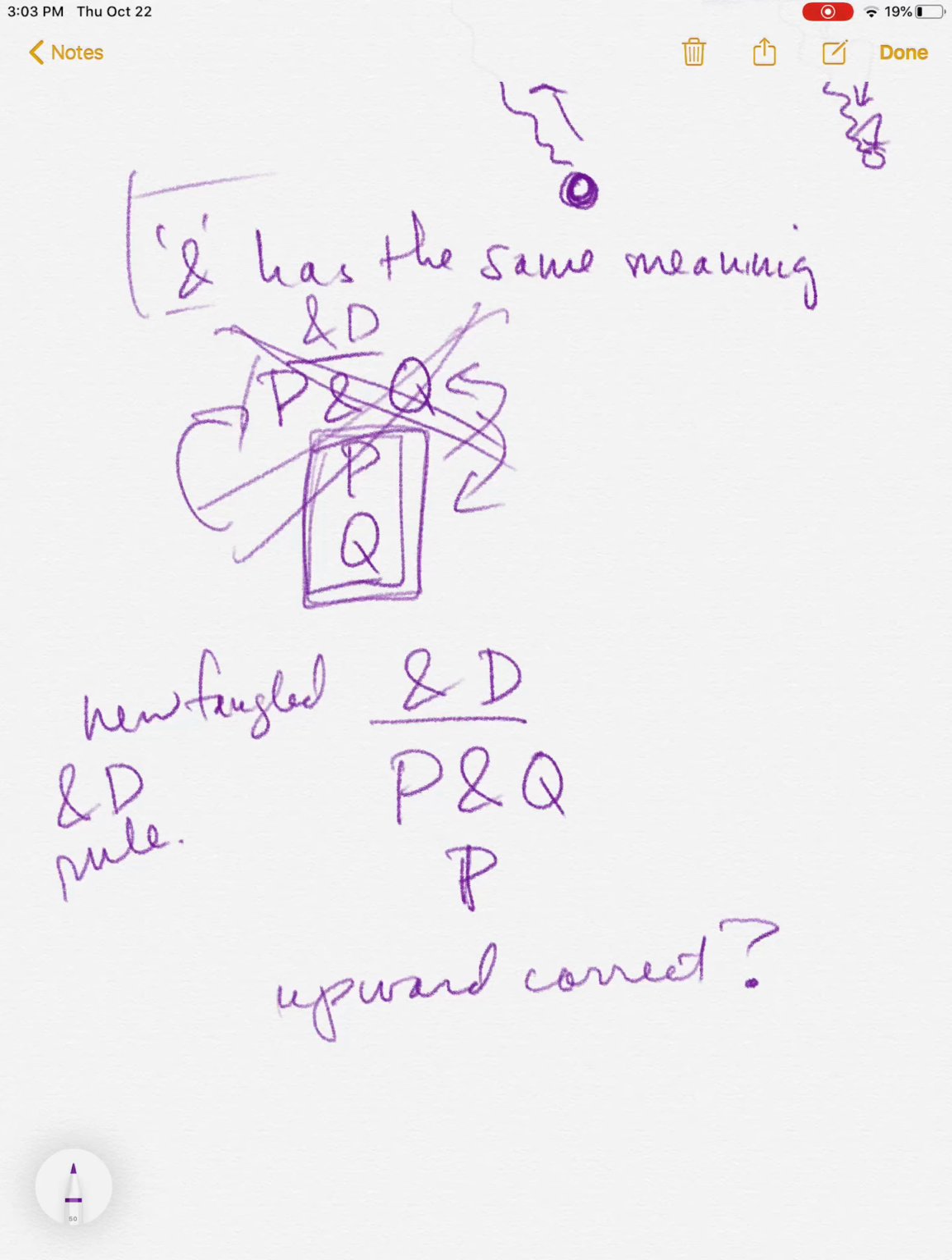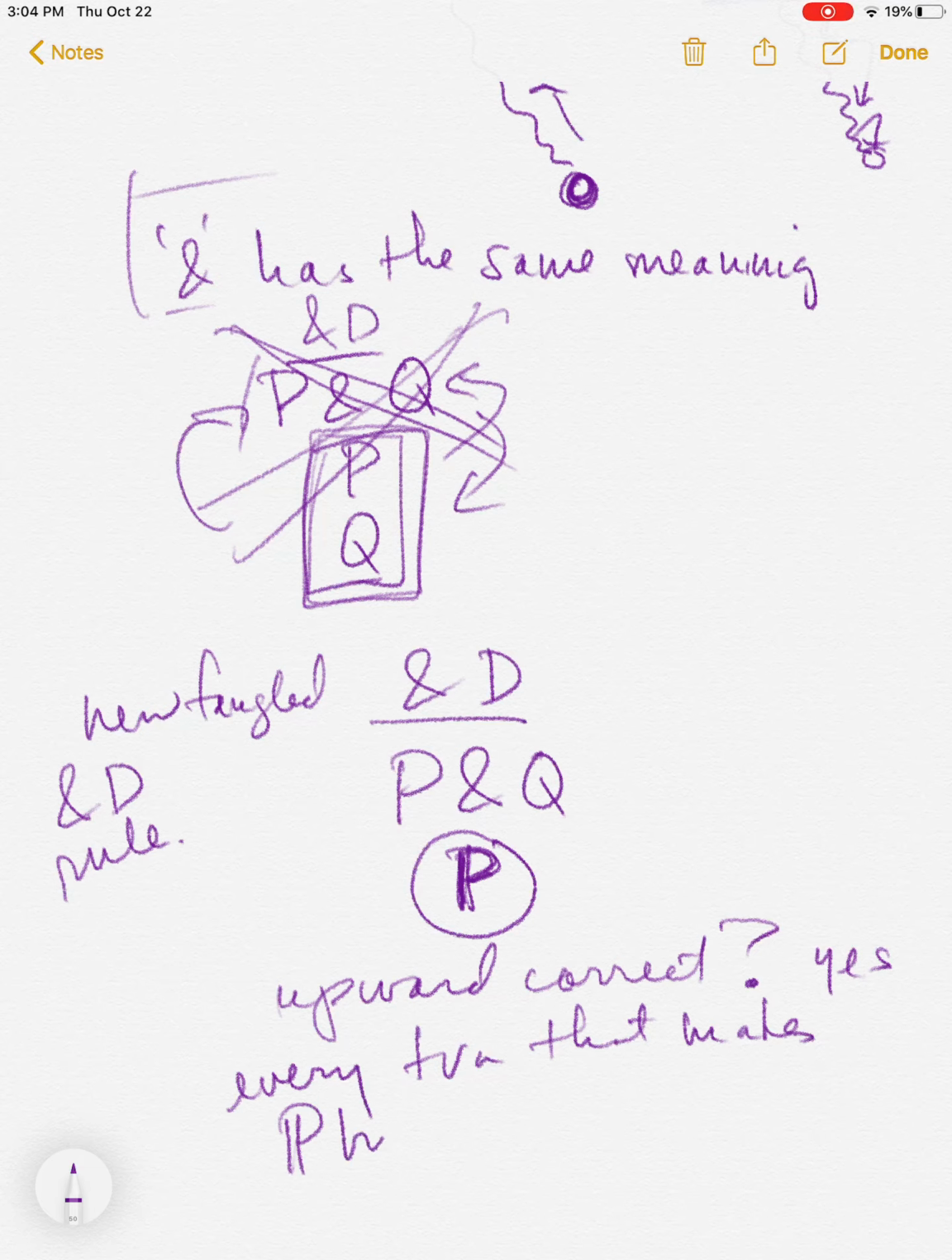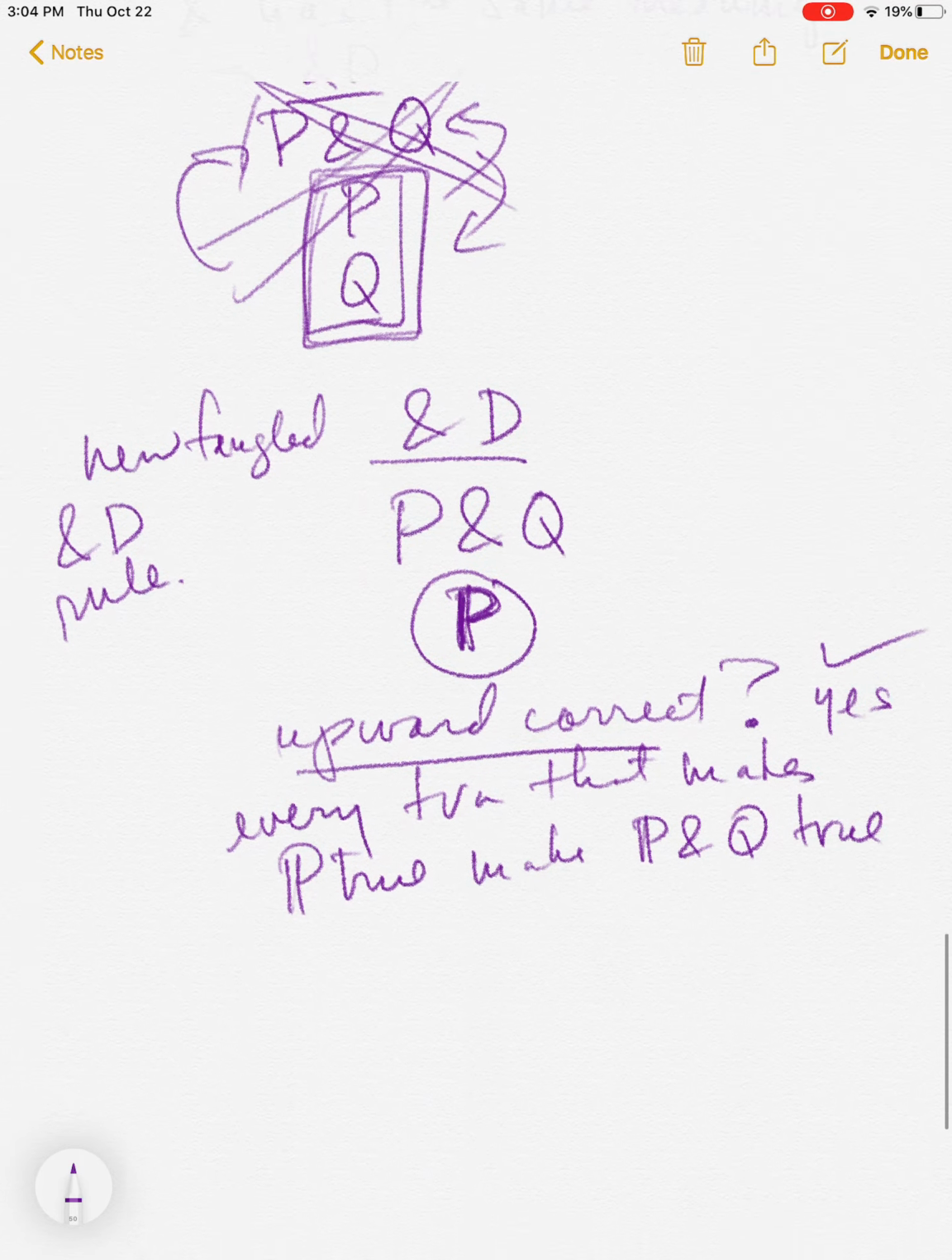A rule is upward correct if and only if every truth value assignment that makes at least one list of conclusions true, in this case there's only one list and it has one item in it, is going to be a truth value assignment that makes the thing that generated it true. So is it upward correct? Is it the case that every truth value assignment that makes P true makes the conjunction of P and Q true? Yes, right? Every truth value assignment that makes P true makes P and Q true, right? So it's upward correct. Is it downward correct?